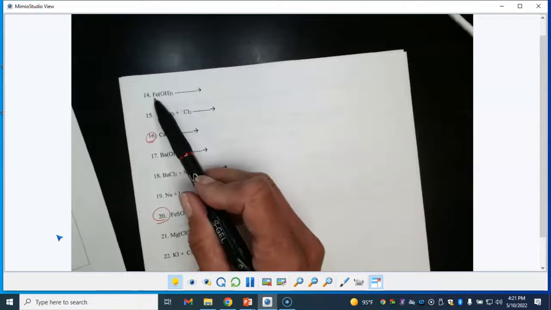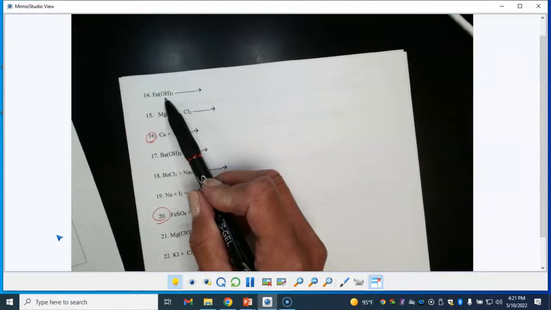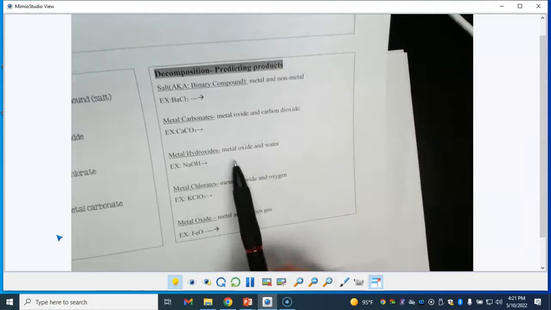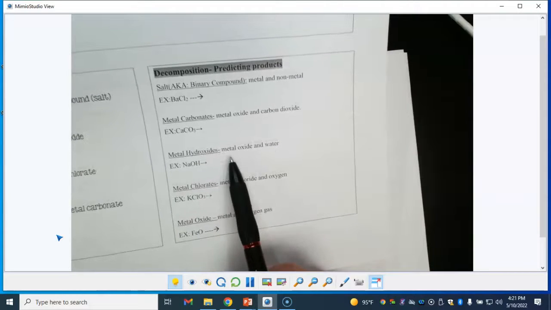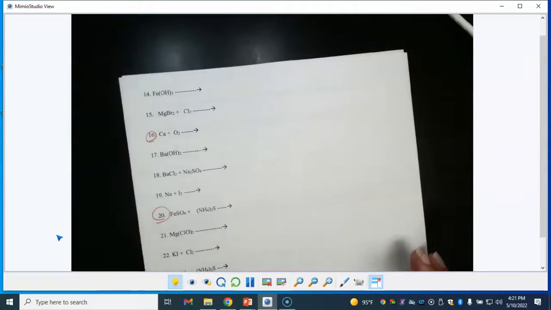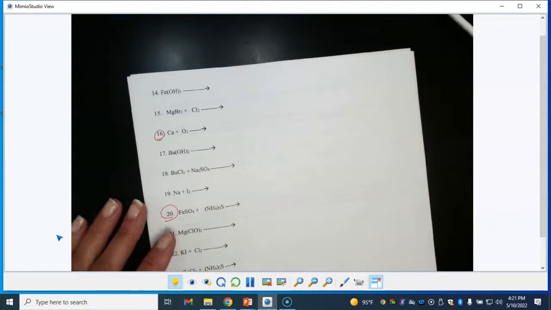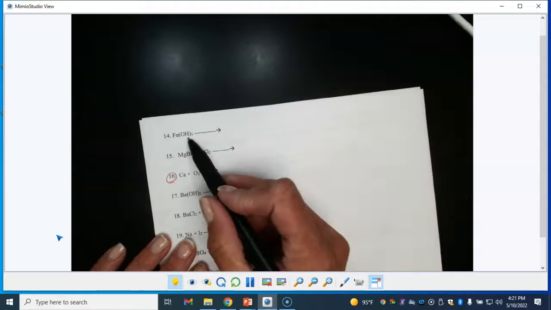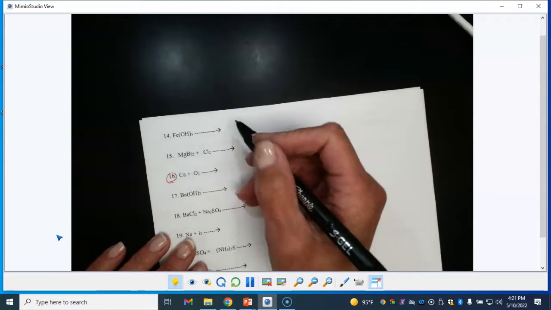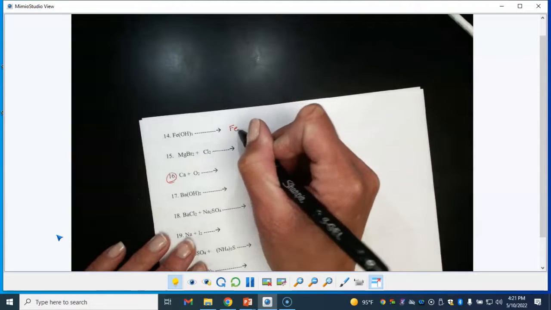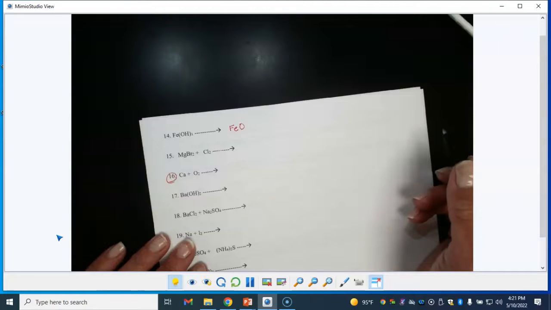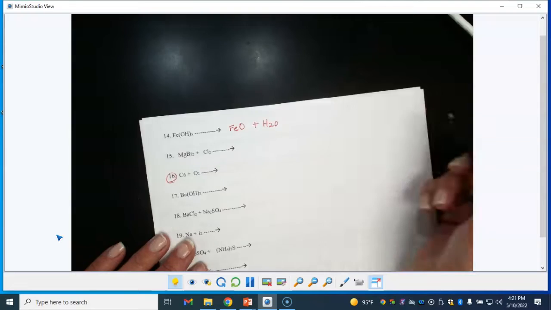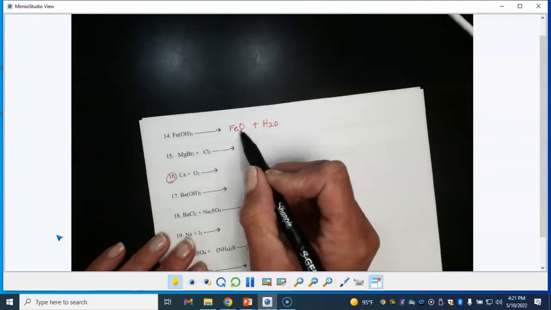So right now I have iron hydroxide. This is going to be a metal hydroxide. Metal hydroxides turn into or form metal oxides in water. So I am going to go ahead with number 14. Metal hydroxides form metal oxides in water. So I am going to put my metal and my oxide together plus H2O. Now I need to balance this out.